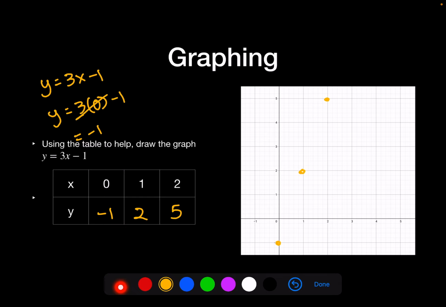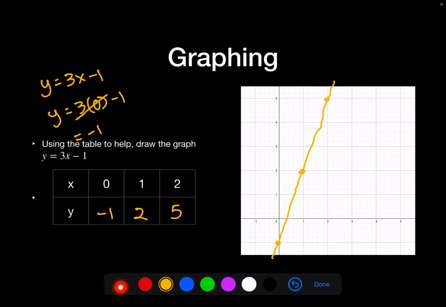Once you have a few points down, you realize that they lie on a straight line, and you can just draw a straight line through those points. Sorry, my line is really ugly, but then it's just a straight line through all these points. Let me try that again. Just draw a straight line through those points, and then that is the graph that you've plotted.